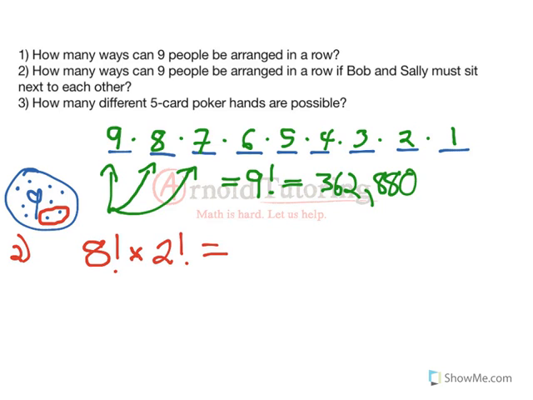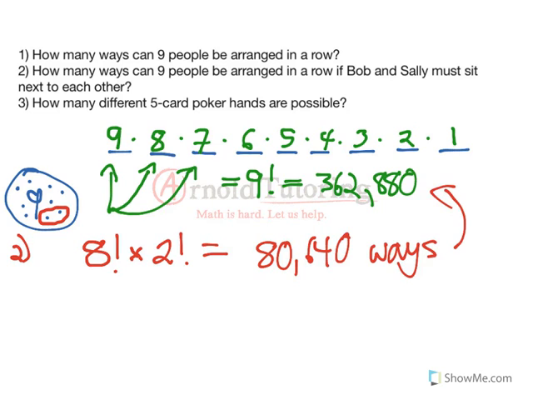And we get 80,640 ways. We would expect this to be less than the previous one because there's a restriction on it. If Bob and Sally have to sit together, that takes care of 2 people within 1. So you can see it's over 4 times fewer ways than the previous example. So that's the trick with groups of 2: group them together, count them as one thing, and then arrange them within that one group.